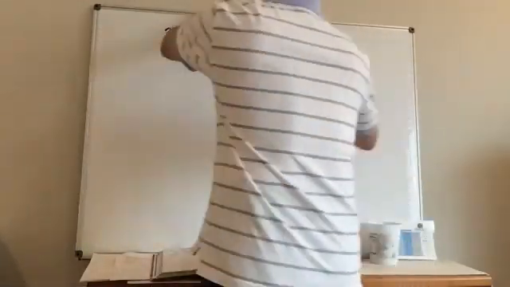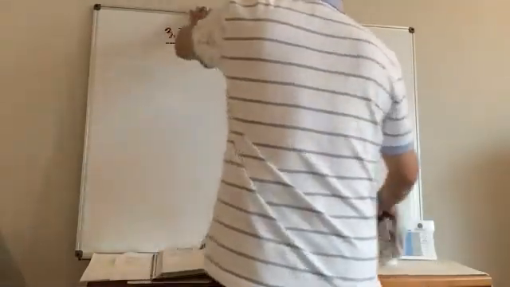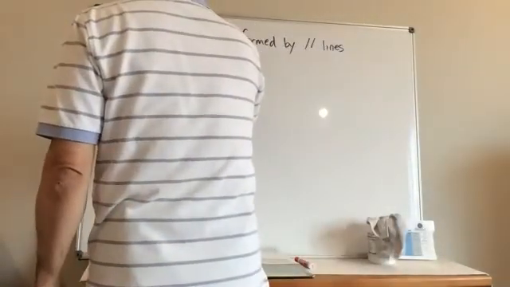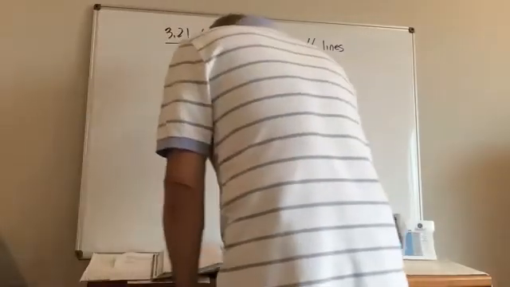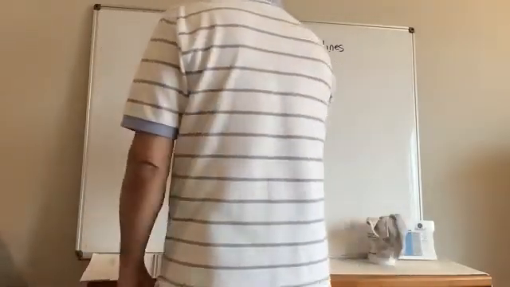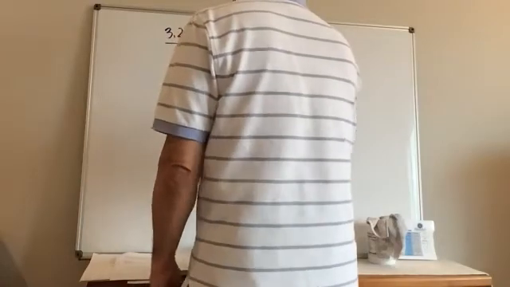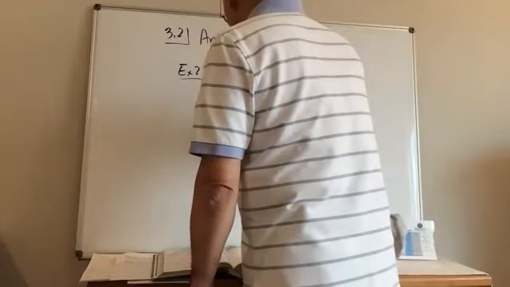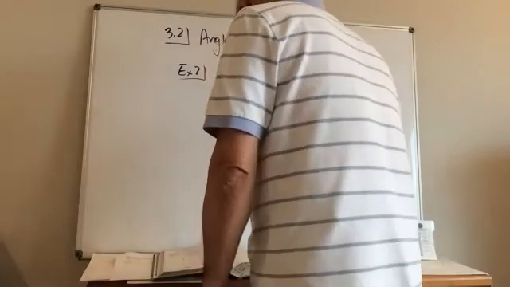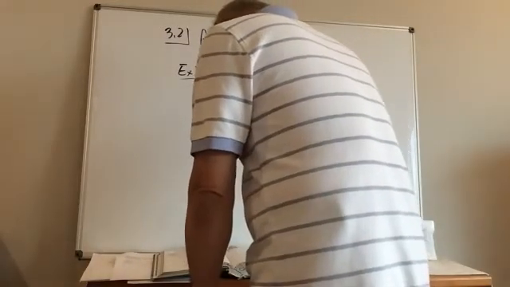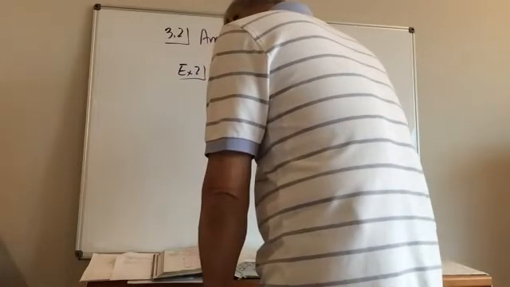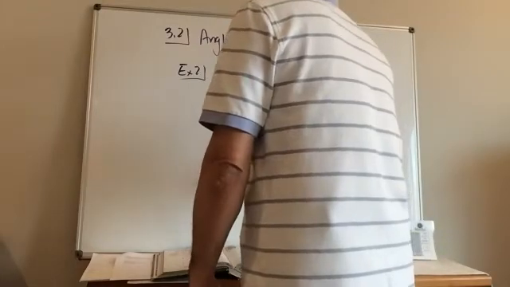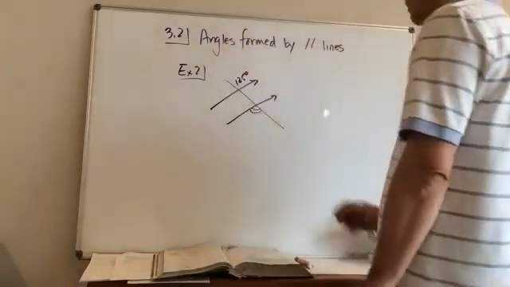Example number 2. Let's see what we see. Find each angle measure. We have two lines that are parallel like this. And we are told this is 125. And what do we want to find? Find EDF. So we want to find this guy here. So this guy's going to be what?